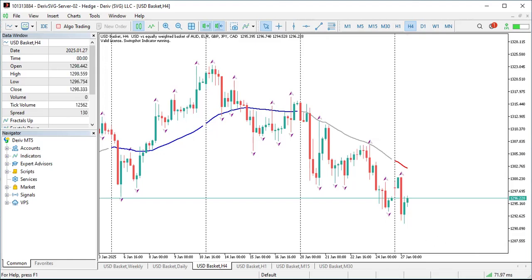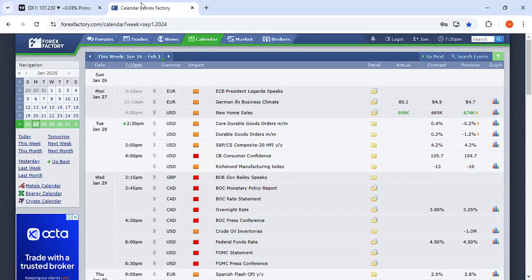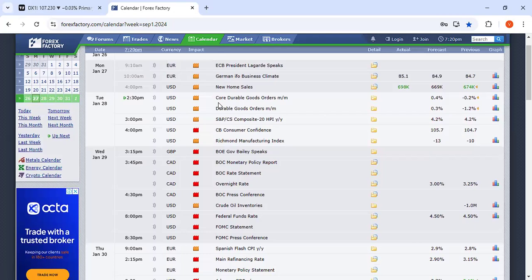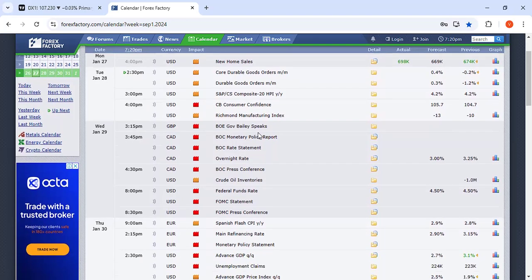All right, so let's look at the weekly economic calendar and see what to expect for the week. So today being Monday, no red folder events. On Tuesday, tomorrow we're going to have the CB consumer confidence coming out by 4 p.m. And then on Wednesday, the BOE governor is going to be speaking, right? That's one thing to watch out for. Anytime a central bank chairman or governor is speaking, you want to watch out for that.